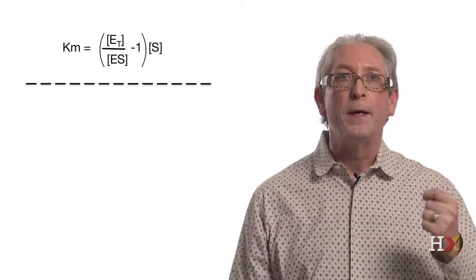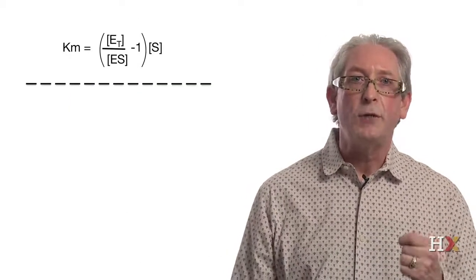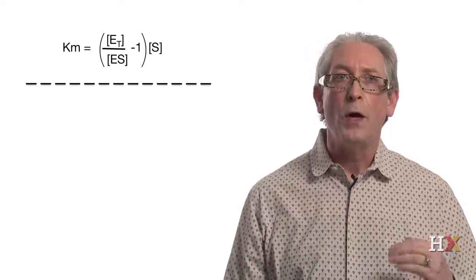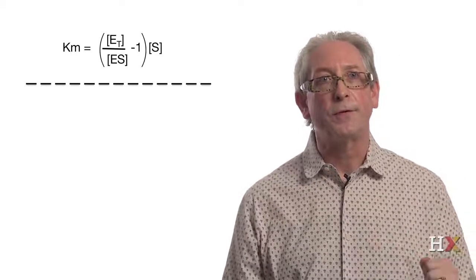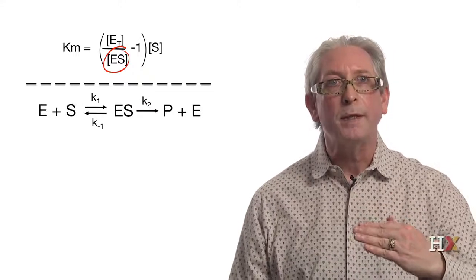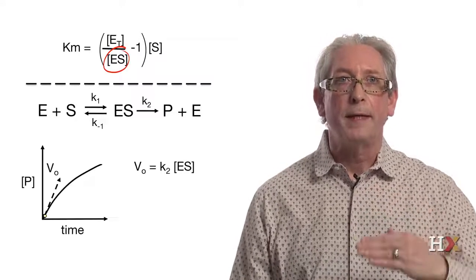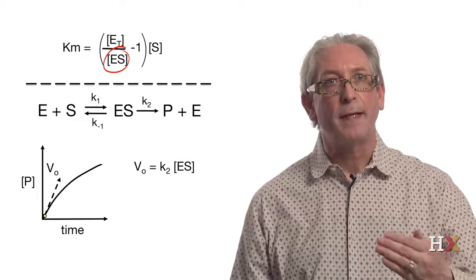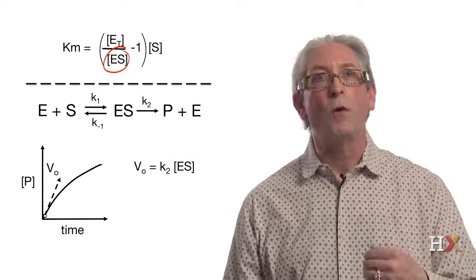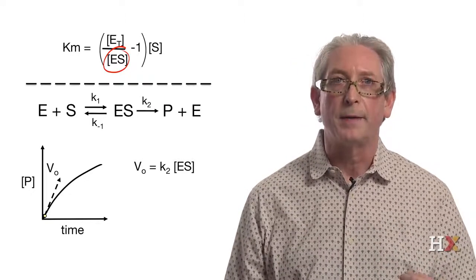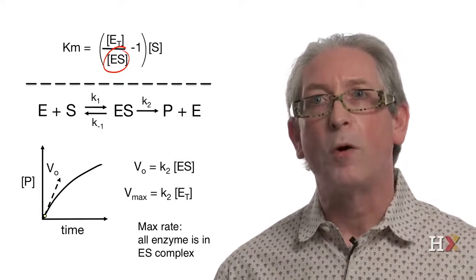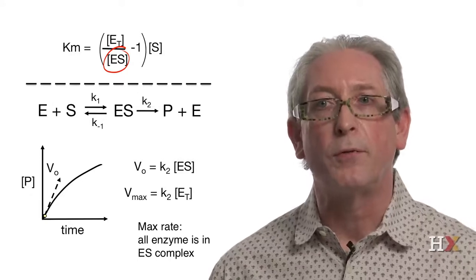If you remember, V0 equals K2 times the concentration of enzyme substrate complex. Now, when we have a very high concentration of substrate, the reaction reaches maximum velocity. And at that point, all the enzyme is associated with the substrate into the enzyme substrate complex. So the total concentration of enzyme becomes equal to the concentration of enzyme substrate complex. We can say that Vmax, the maximum velocity, equals K2 times the total concentration of enzyme.